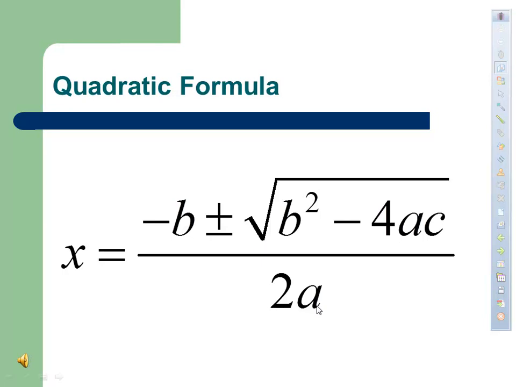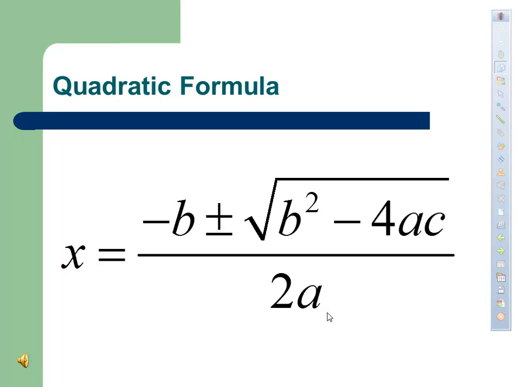Music and memory go together. Sing with me. If you're not singing, I'll make you sing by yourself. Are we ready? X equals negative b plus or minus radical b squared minus 4ac, all over 2a. Okay?